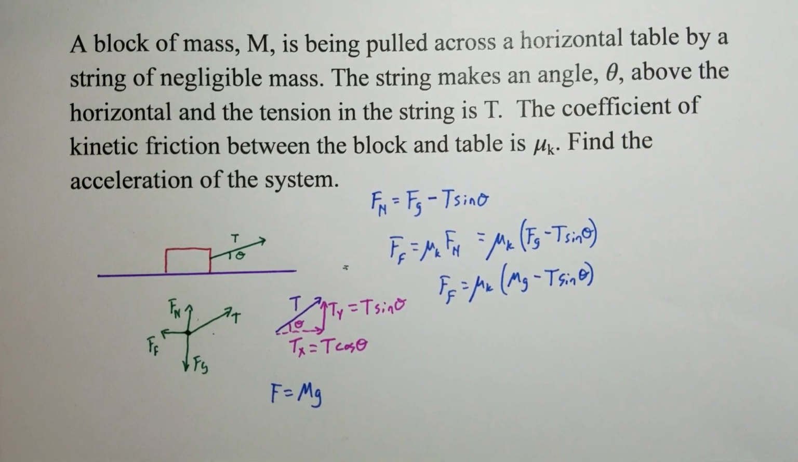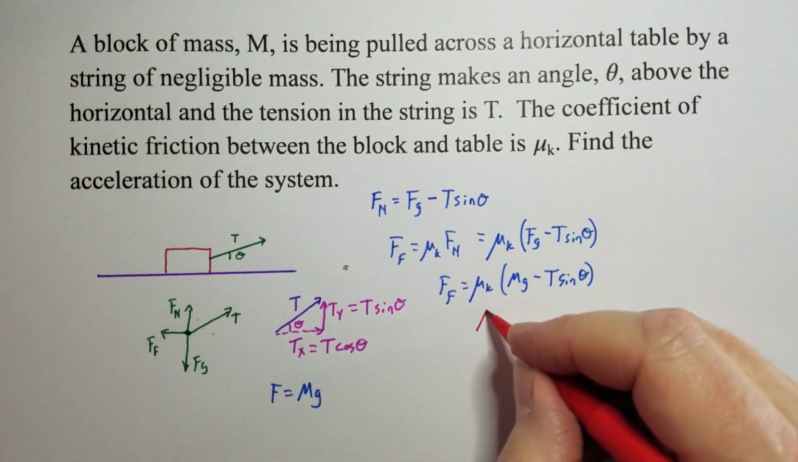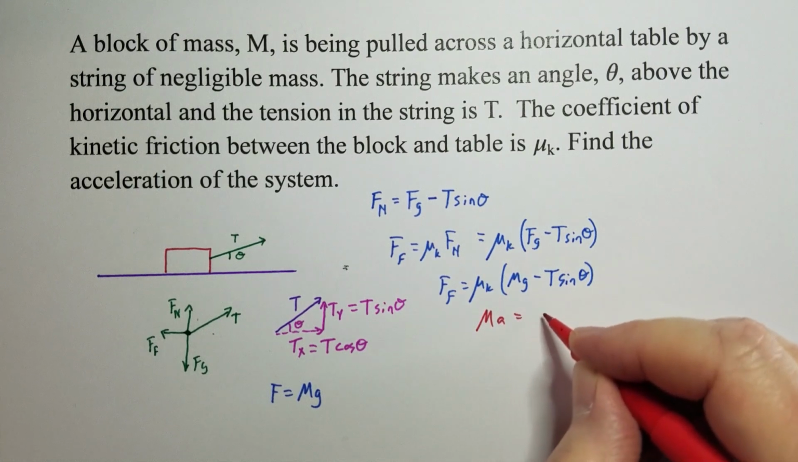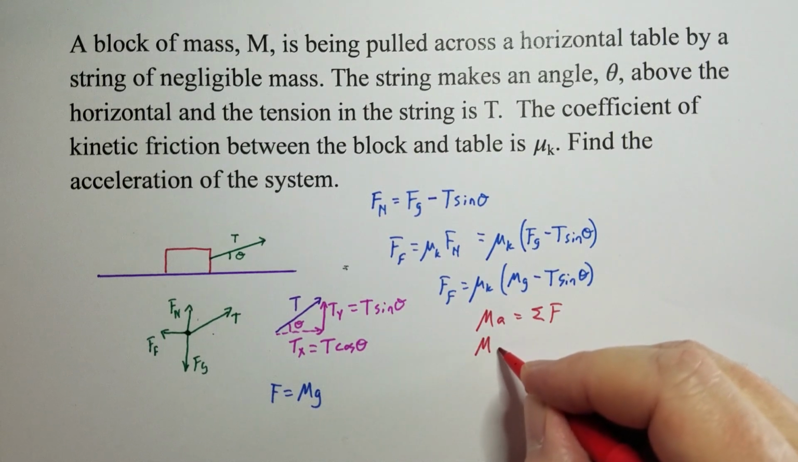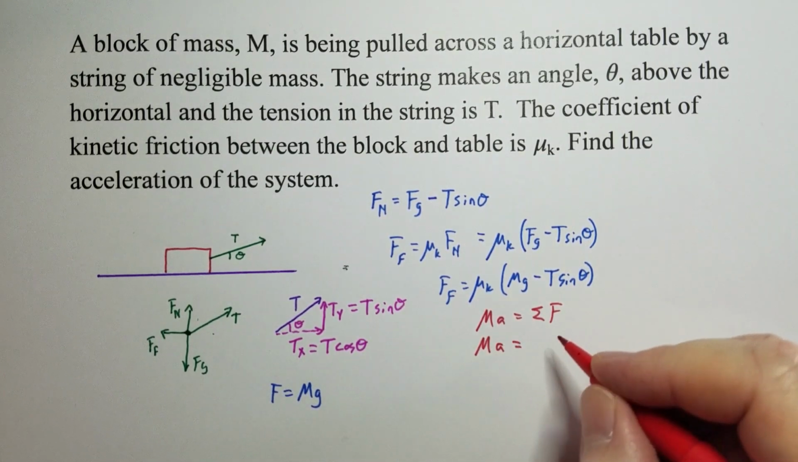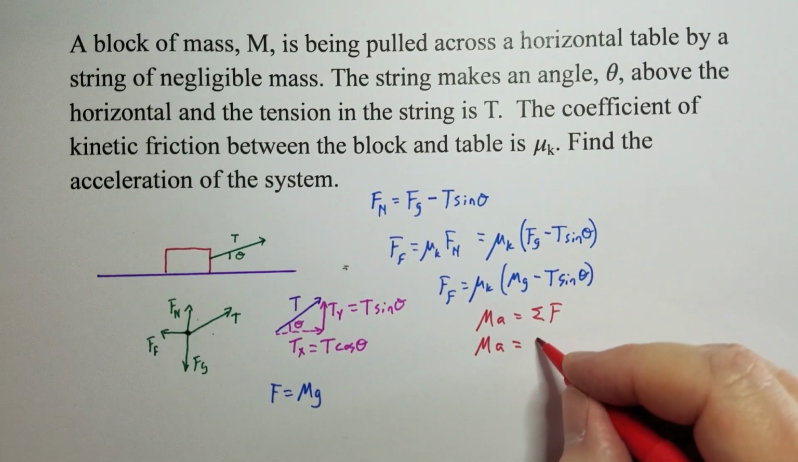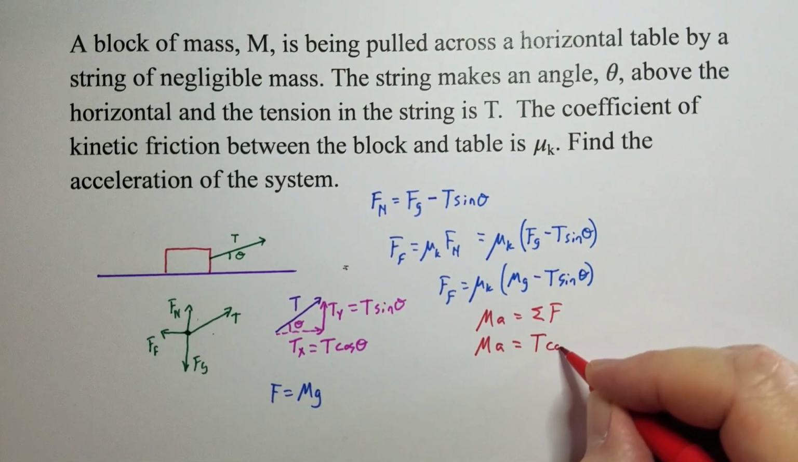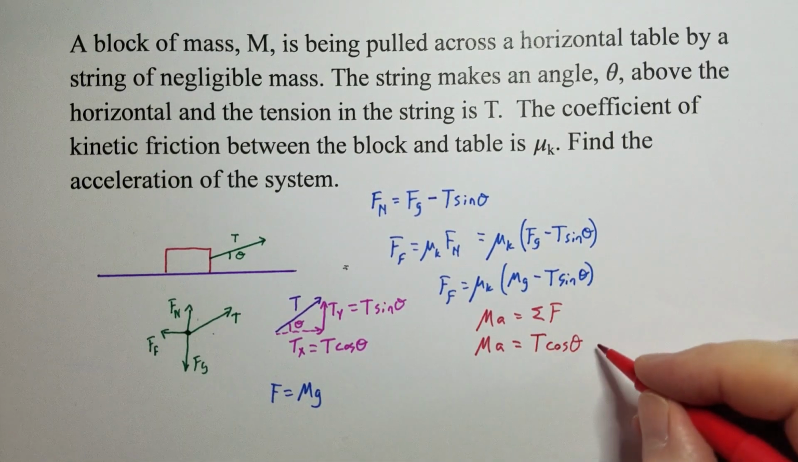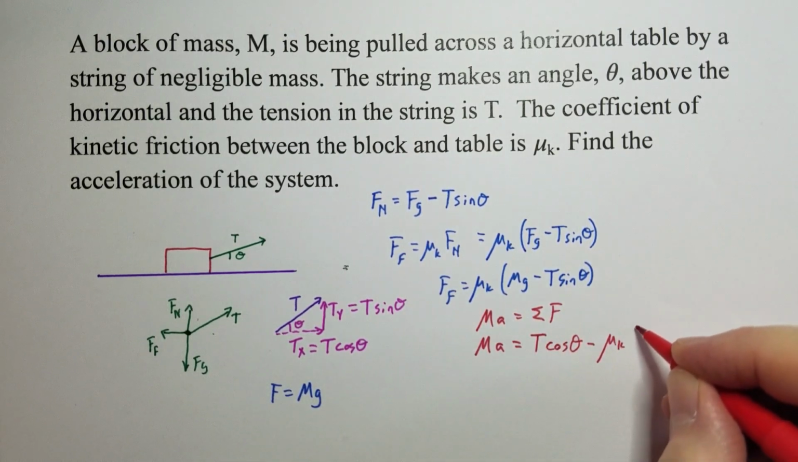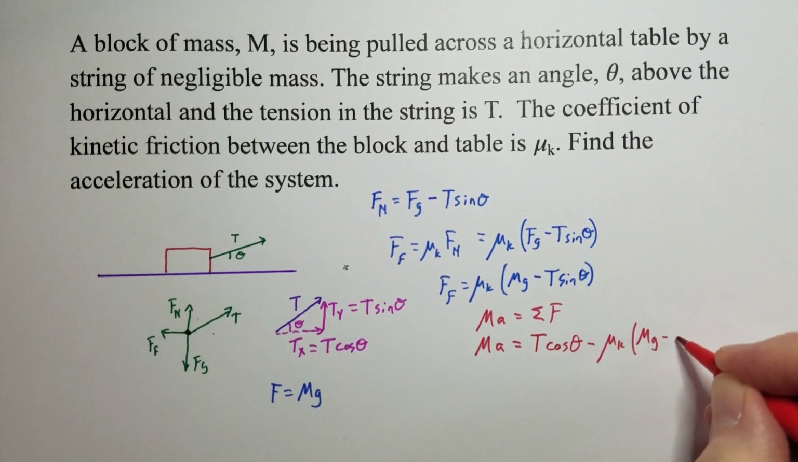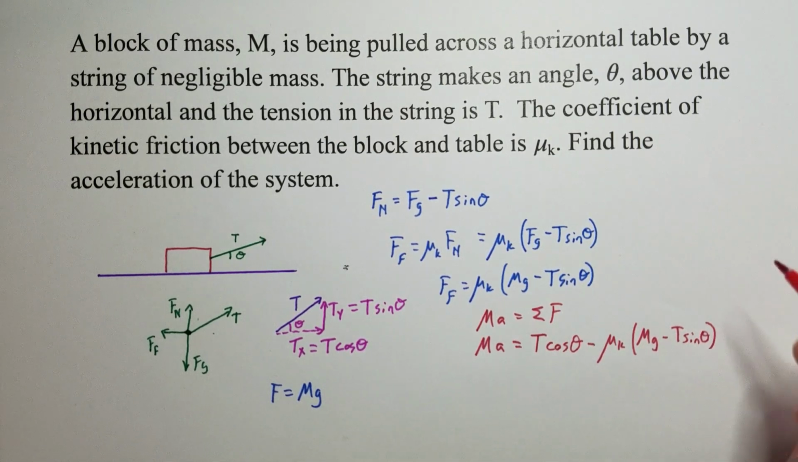Now let's get into actually moving it across the table. So for that, we have MA equals the sum of the forces that's actually affecting the motion. So in this case, we have MA, which we're going to try to find, equals the tension that's pulling it sideways, which is T cosine theta, minus friction, which is this mess right here, mu k times mg minus T sine theta. And we're looking to find the acceleration.